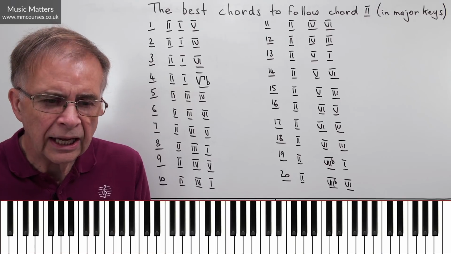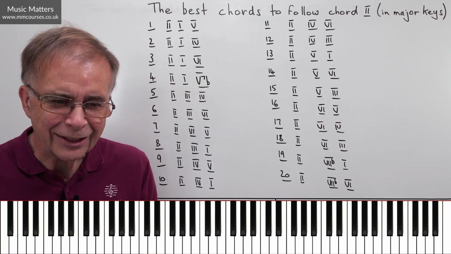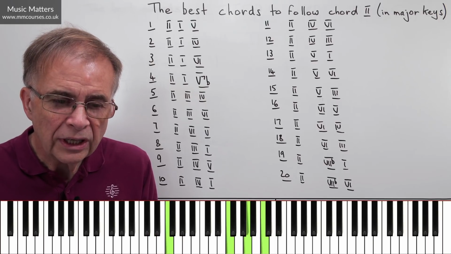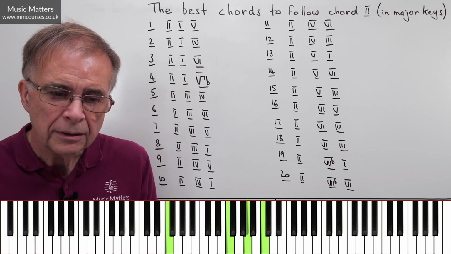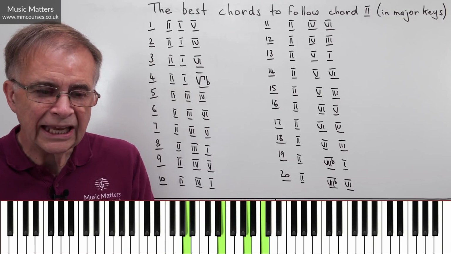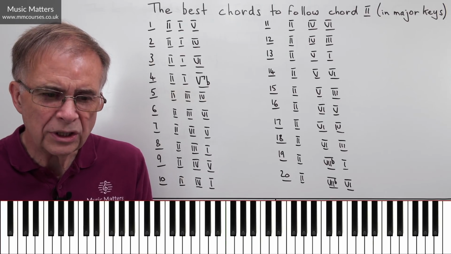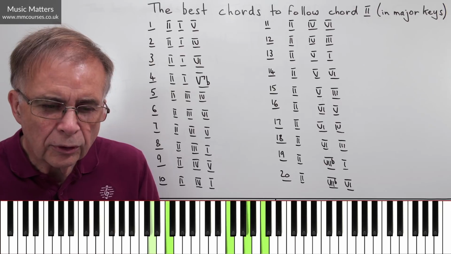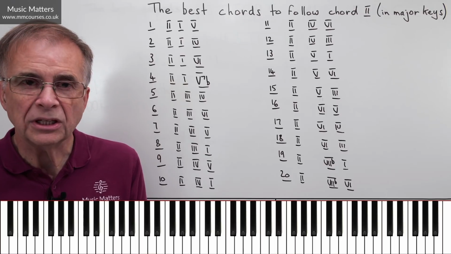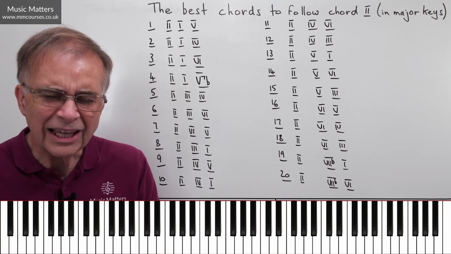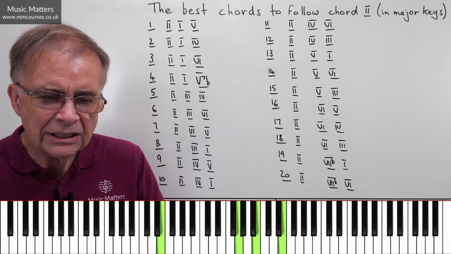Okay, where am I going next? Option 11 is 2 to 4 to 6. That's quite a nice one, isn't it? Unusual, but quite a nice progression. And again, you can use the common notes. Okay, well, what about 2 to 4 to 3? Again, it's not a cadence, but it's a perfectly good progression inside a phrase, slightly quirky, slightly different.